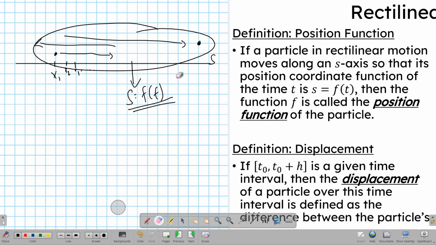This is what we call our position function. So the position function technically tells us where the particle or the object is at a specific time. From there, since we have a specific position for a certain specific time, we now define displacement.